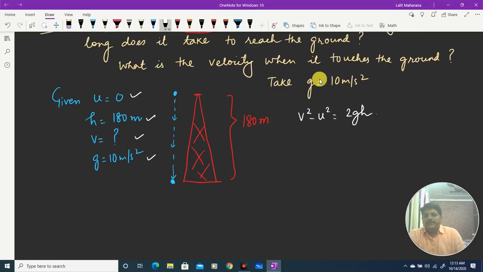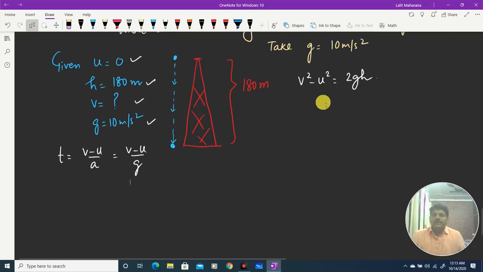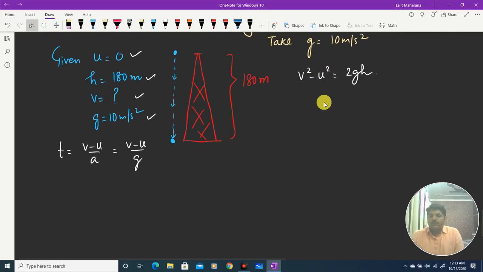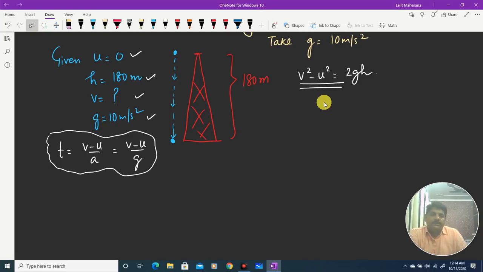Using the equations, if we want to find out time, t is equal to v minus u by a. This you have read in chapter number 1. So this can be written as v minus u by g according to the question. So what would be the value of t here? Oh sorry, we don't know the value of v. So can we use this? No, because we don't know the value of v. So let us first find out the value of v.